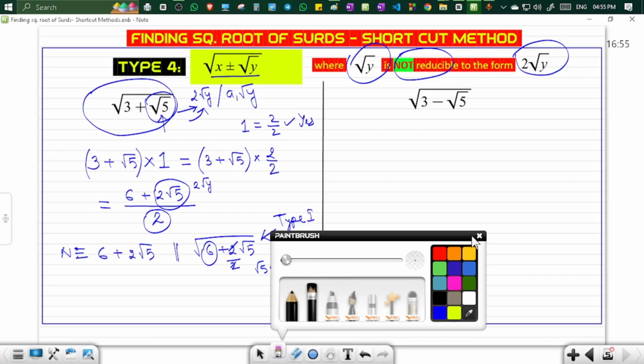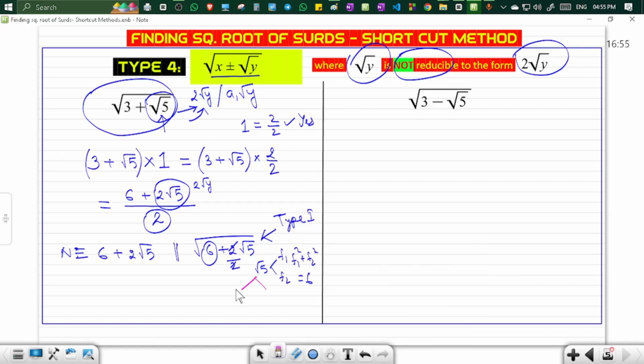Okay, let's find it. Root 5 can be reduced into 1 and root 5, right? When you multiply, you get root 5. Now square this one, square this. When you square this, you will get 1. 1 square means 1. So root 5 square means 5. Add them, you get 6. This one. So the condition is fulfilled. So the answer of this is 1 plus root 5.